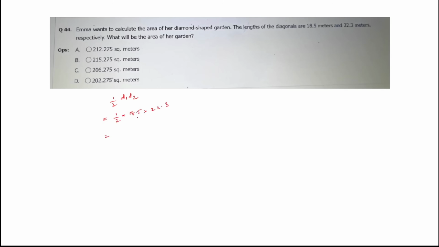So after multiplying these two values, we will get the answer as 412.55 by 2. After dividing these two values, we will get 206.275. So you need to calculate these values, then you will get the answer 206.275. And here the correct option is option C. Let's see the next question.